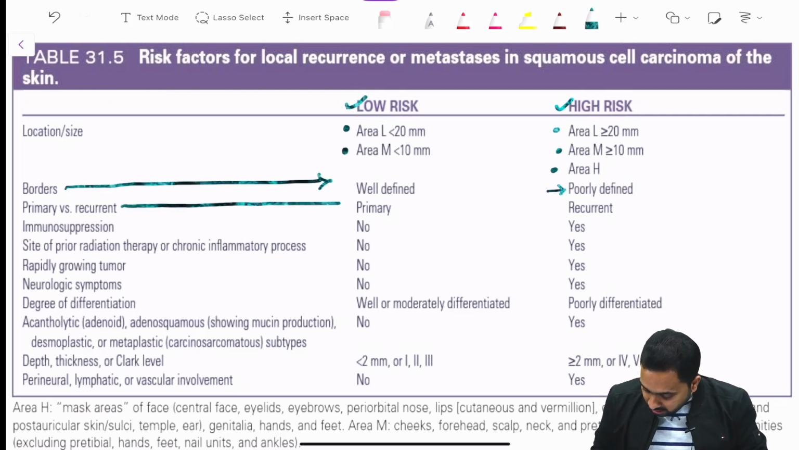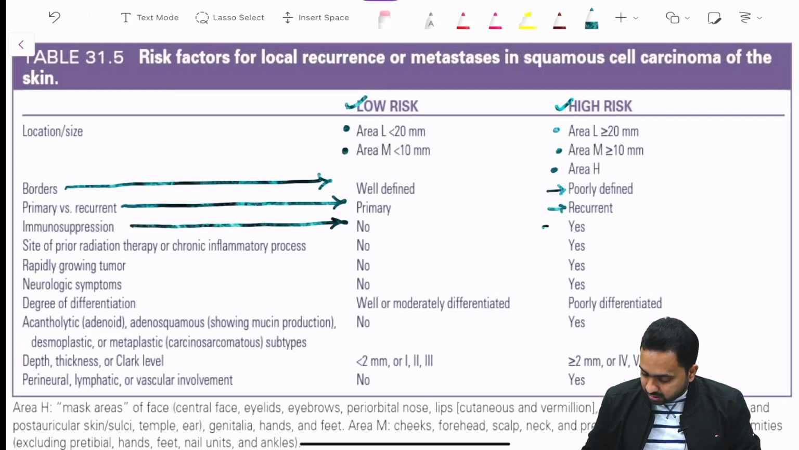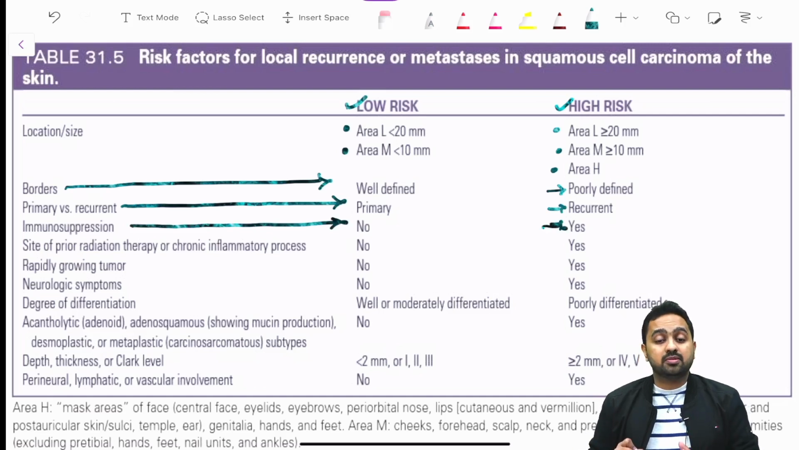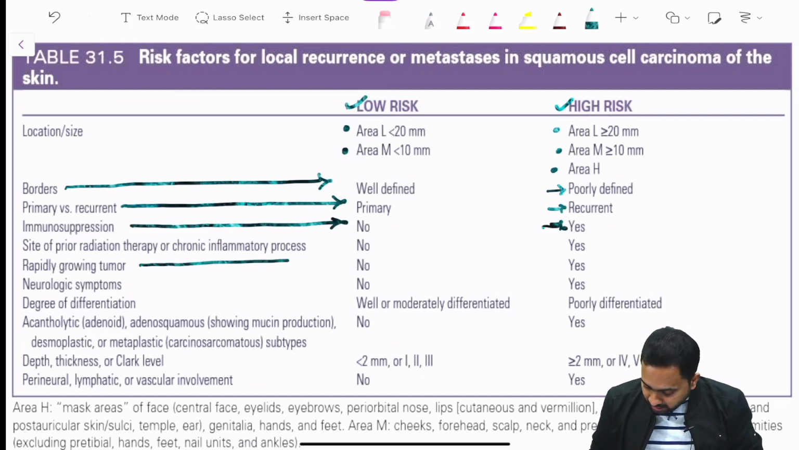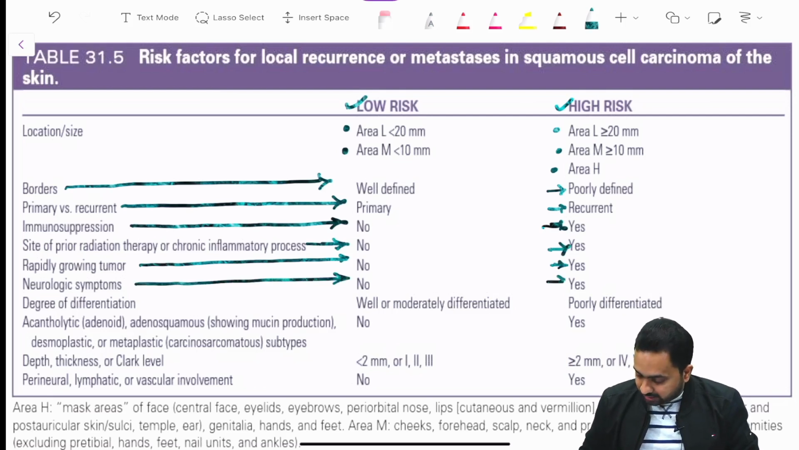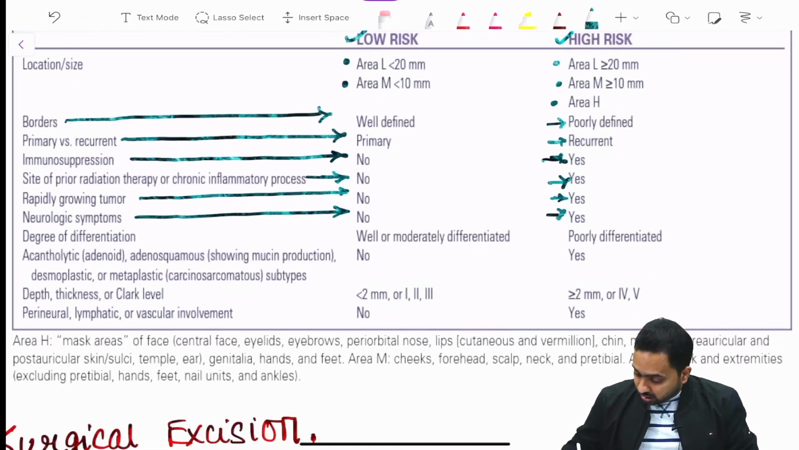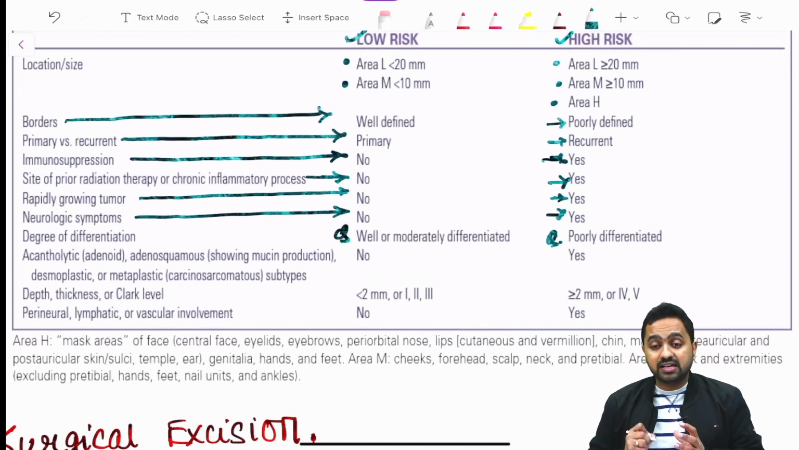A primary tumor would be a low risk and a recurrent tumor will be a high risk. Presence of immunosuppression makes it a high risk. Then a rapidly growing tumor is a high risk, and a site of prior radiation therapy or chronic inflammatory process makes it a high risk. Neurologic symptoms also make it a high risk.